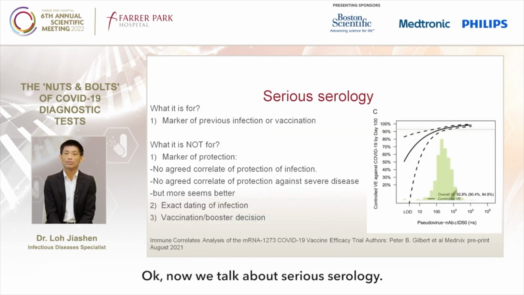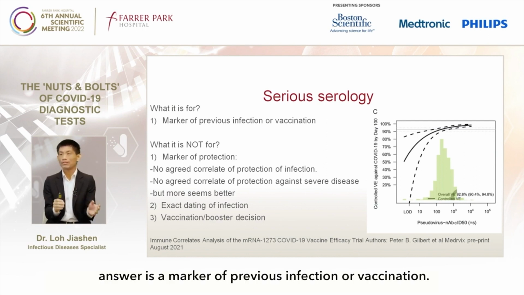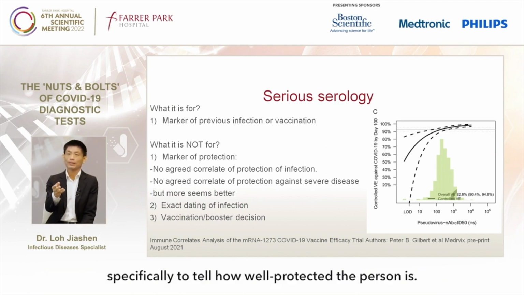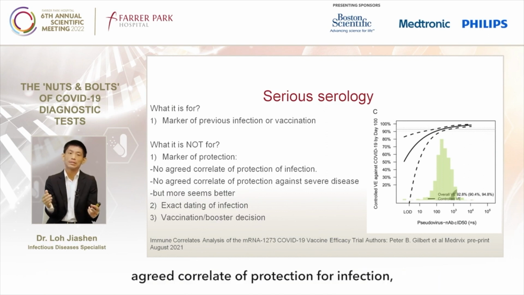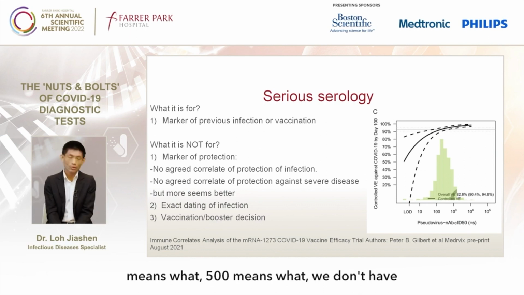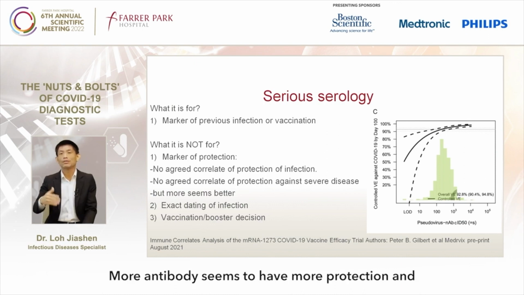Okay, now we'll talk about serology. Just a quick note, the textbook answer is that serology is a marker of previous infection or vaccination. That's it. We cannot use it specifically to tell how well protected a person is. We know someone vaccinated is protected, but there is no agreed correlate of protection for infection. We cannot tell what a 1,000 difference in antibody means, or what 500 means. We don't have that gradient. But yet we know generally more seems better. More antibody seems to have more protection.